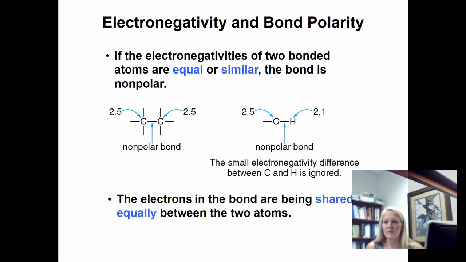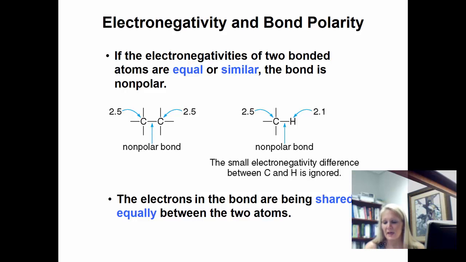If you have two bonded atoms that are the same atom, let's look at that first. If we have a carbon bonded to a carbon, well, the electronegativity value of carbon is 2.5 and of carbon is 2.5, so there's no difference. 2.5 minus 2.5 is 0. And we consider this to be a non-polar bond.